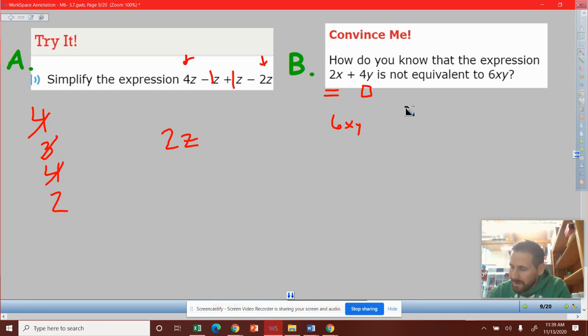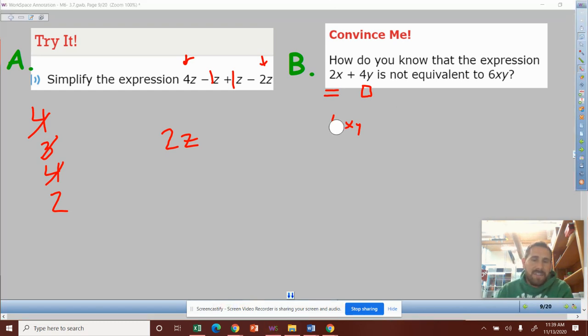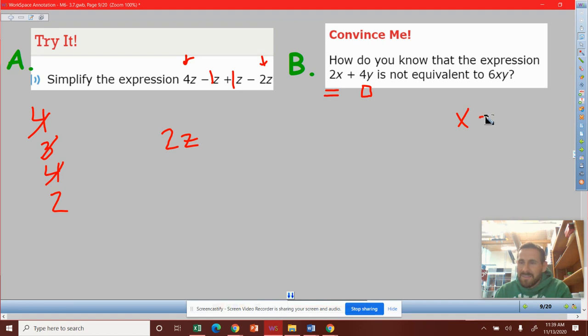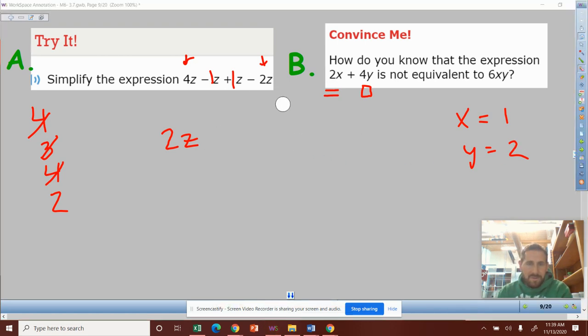So what you'd have to do there is what we call a counter example. So let's give x a number. Let's make x a simple number like 1, and let's make y a simple number 2. And let's test it. So here, I'm going to test it with these two examples.